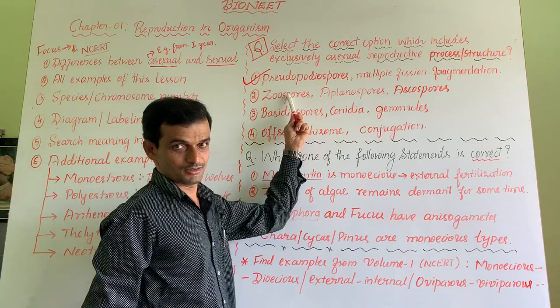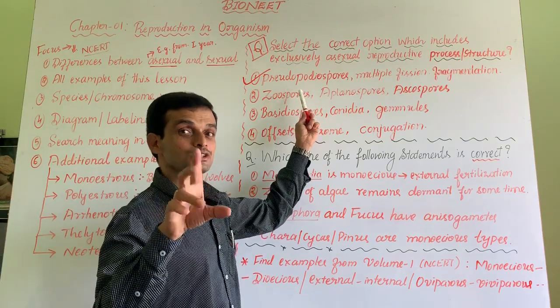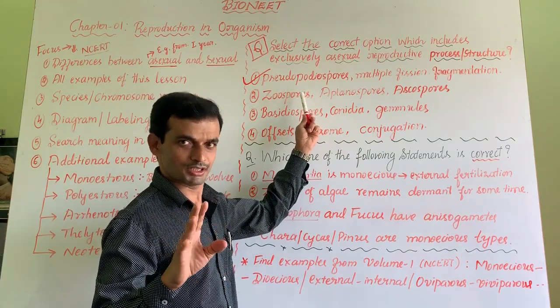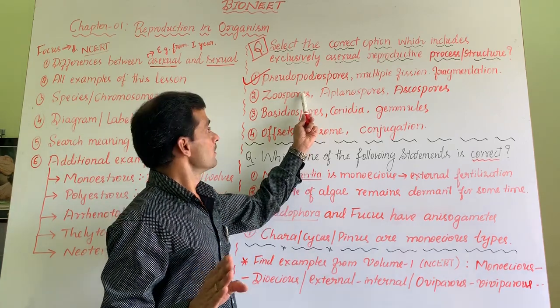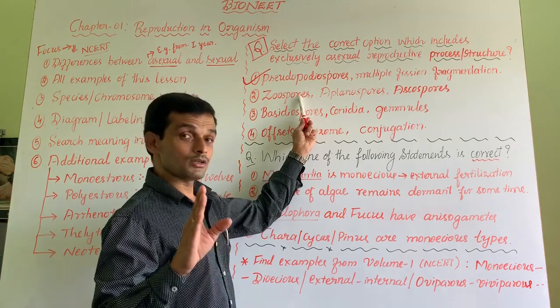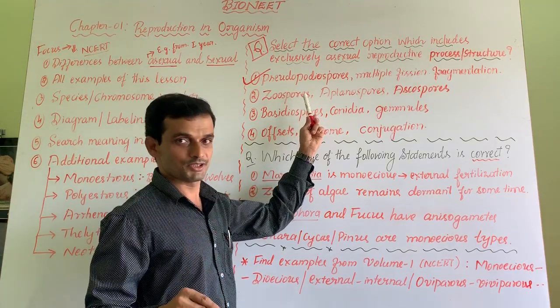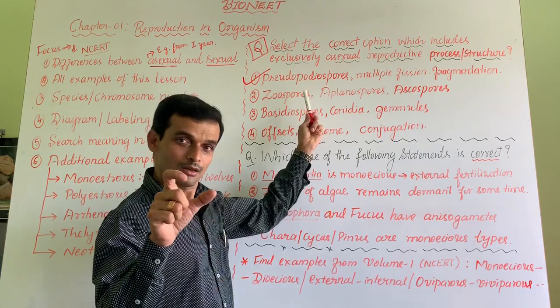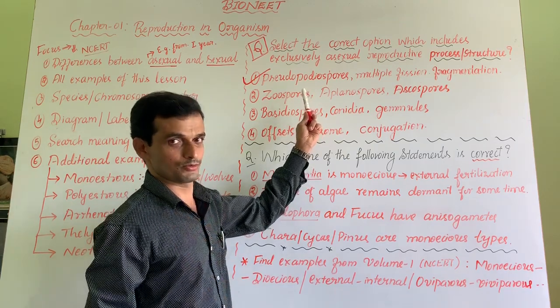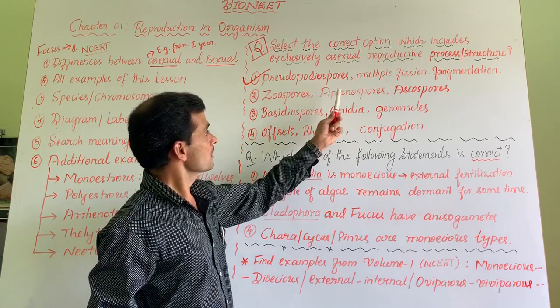Zoospores in this second option. They are motile asexual spores. Correct. They are clones only. They are derived from a single parent. They do not show any variations. But they are not found in all species of algae, all species of fungi. Only primitive fungi, green algae, brown algae, and some primitive forms of protists.